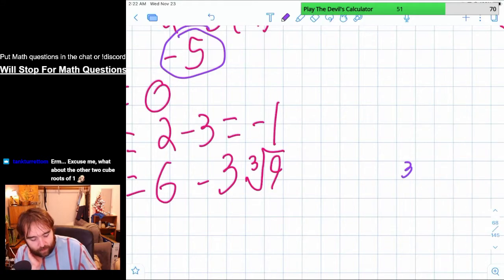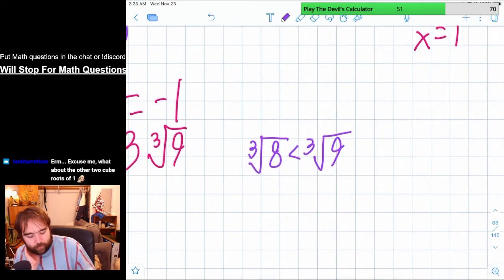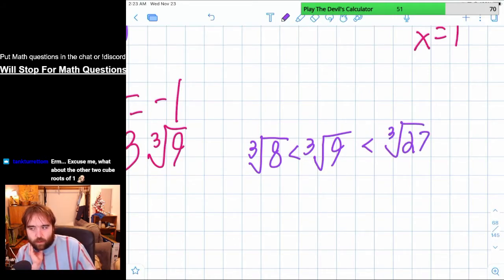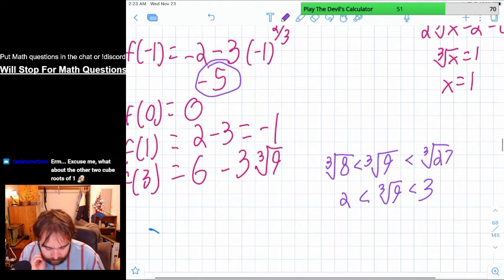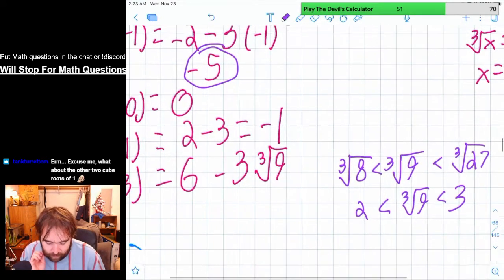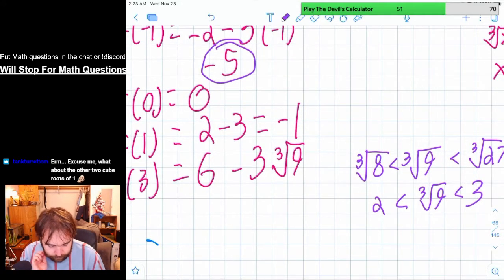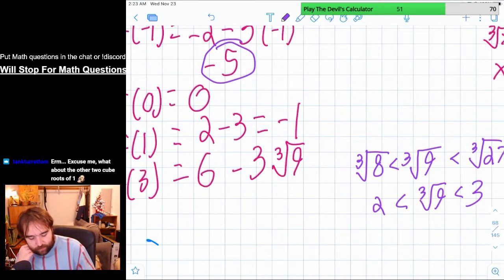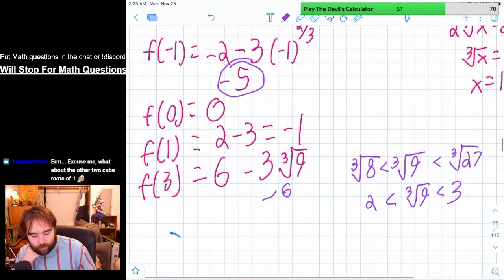So the way to estimate that is to say we have the cube root of 9. Well, that's going to be a little bit bigger than the cube root of 8, right? But then definitely smaller than the cube root of 27, which means 2 is less than the cube root of 9, which is less than 3. So that's in between 2 and 3. Definitely a lot closer to 2, though. Actually, maybe that's tough to see without. So I would say this is about 6. I would say this is just less than 0 when we plug in 3.